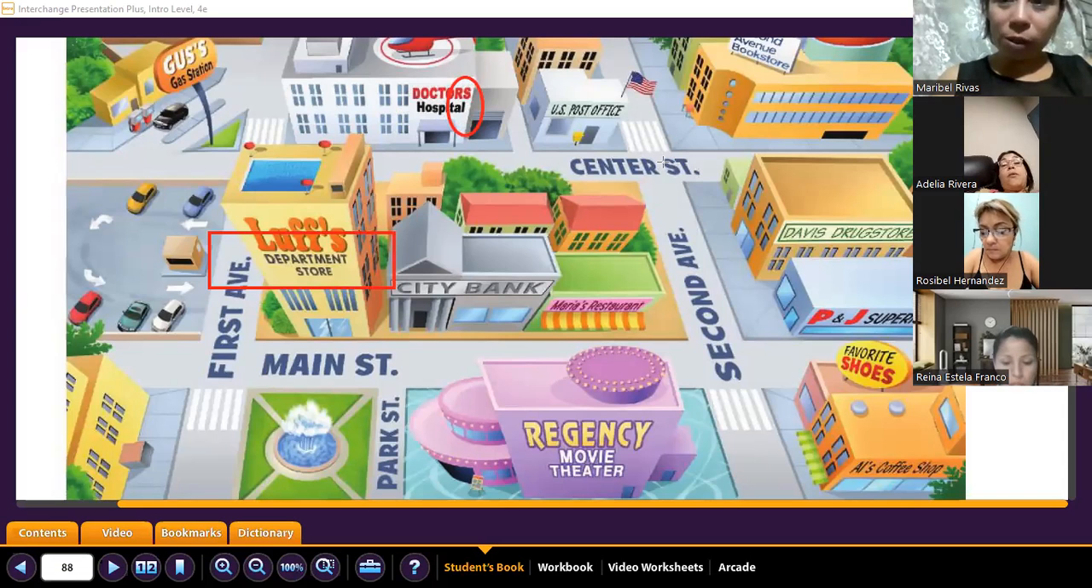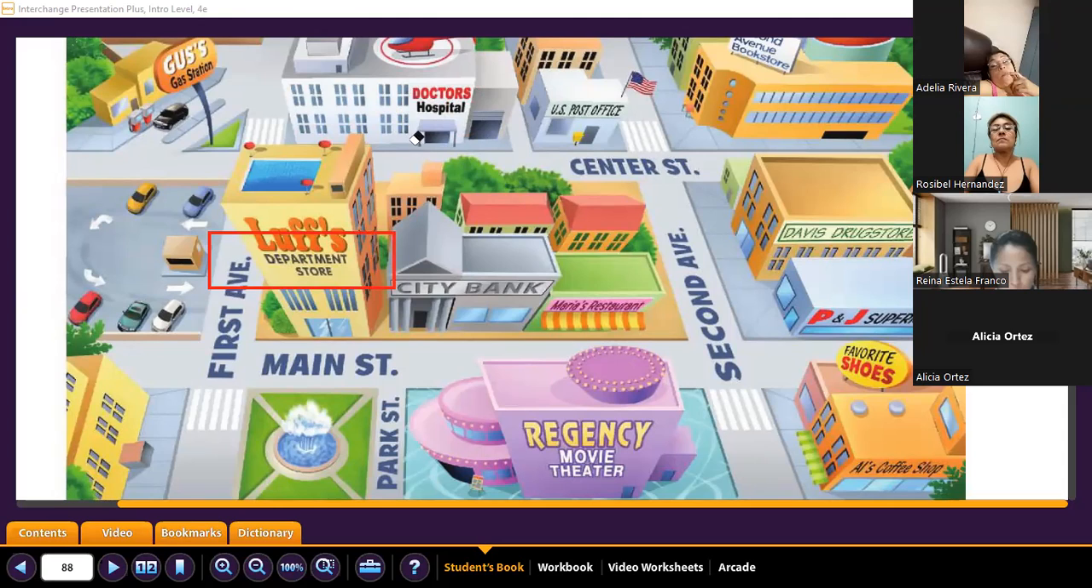It's the hospital across the street. The pharmacy. Okay, let me check, Maribel. The pharmacy, where is the pharmacy? Okay, look, I will give you some clues, Maribel. Vamos a ver. La voy a ubicar.